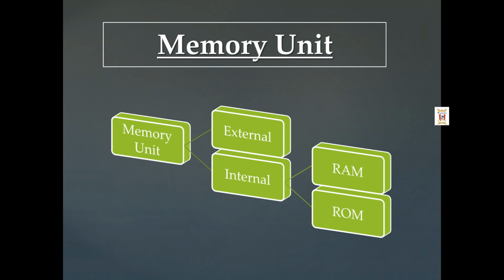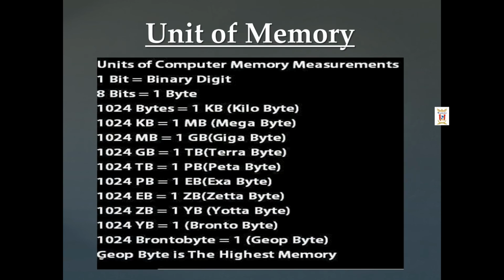The next topic is units of memory. A computer stores and processes data or information in the form of binary numbers. The smallest unit of memory is the bit, which is in the form of 0 and 1. One bit is one binary digit, and in binary we have only 2 digits, 0 and 1. Afterwards it keeps on increasing: 8 bits make 1 byte, 1024 bytes make 1 KB, that is kilobyte, then megabyte, gigabyte, terabyte, and so on.